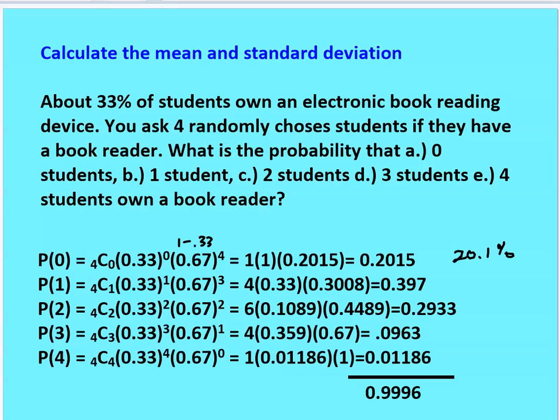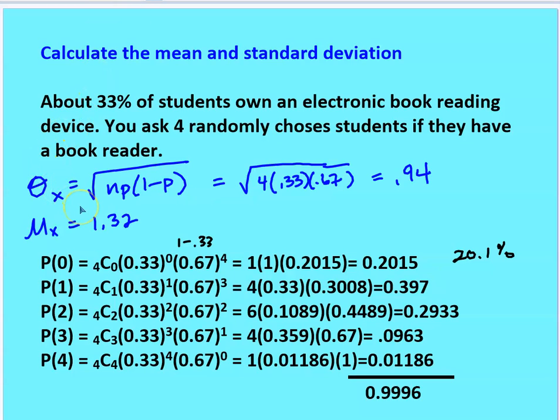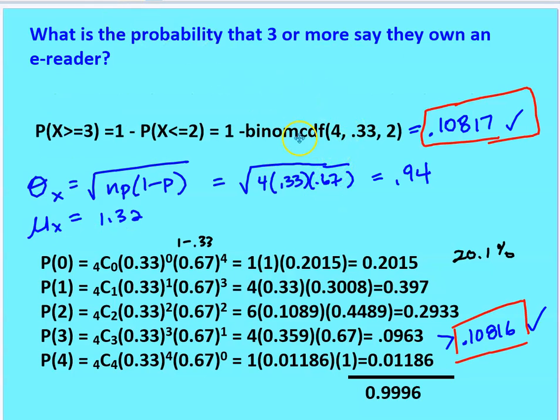All right, so I've done all my calculations here. Now I want to calculate the mean and standard deviation. So remember I summed here, it's very close to 1. Right, so mean is n times p, 4 times 0.33 or 1.32. And then the standard deviation is the square root of np times the complement of p, 4 times 0.33 times 0.67. Take the square root of that value is equal to 0.94. So I have a mean of 1.32 and a standard deviation of 0.94. All right, and I can do this using binomial CDF.